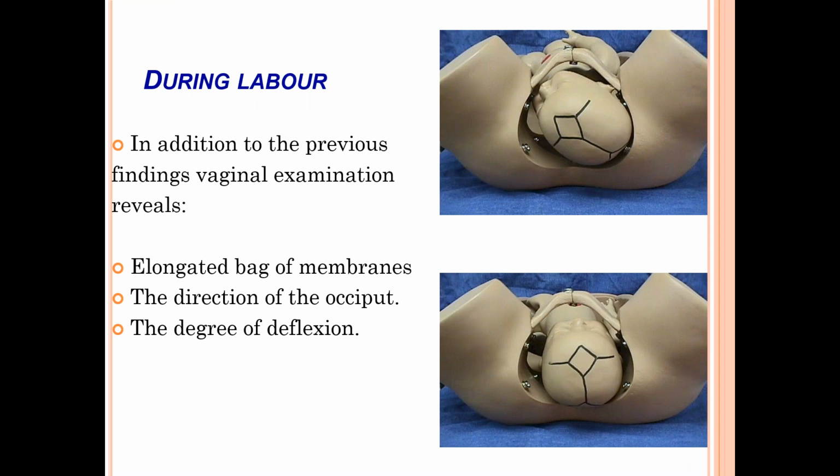During labor, in addition to the previous examination, the vaginal examination will reveal an elongated bag of membranes. The direction of the occiput and the degree of deflexion can tell us about the occipital posterior position. Now we can see in this diagram that this is the anterior fontanelle, which is a diamond-shaped structure. There is a posterior fontanelle, and the posterior fontanelle is lying onto the sacrum.